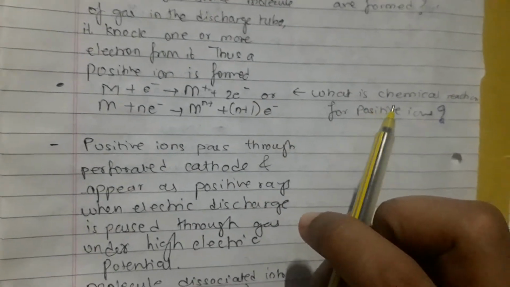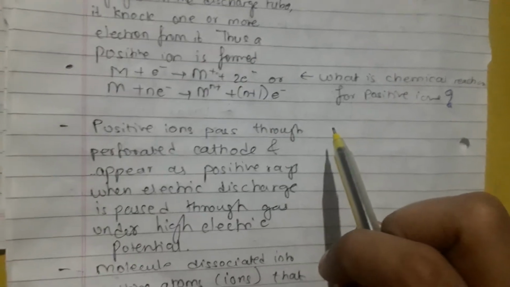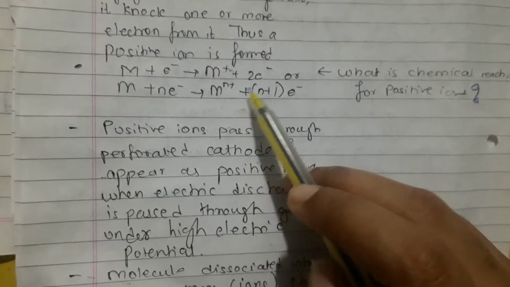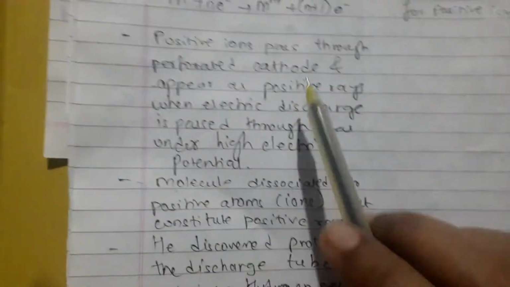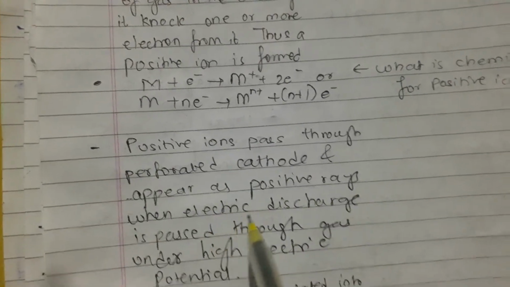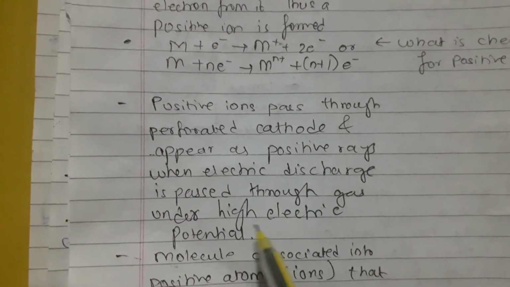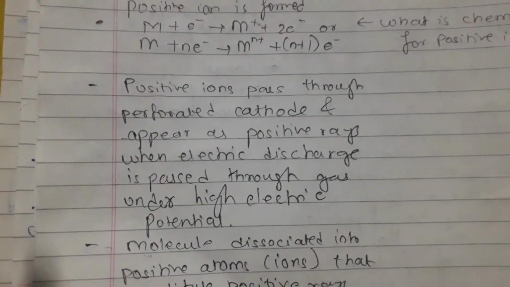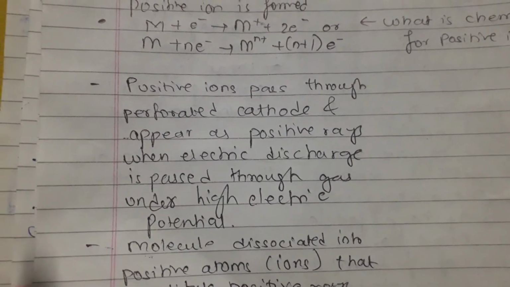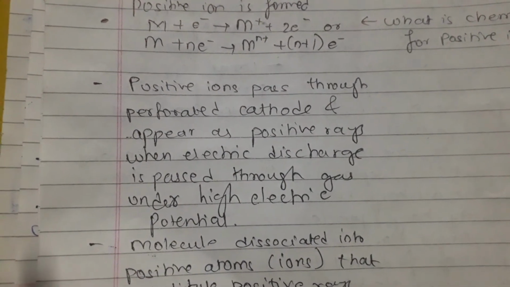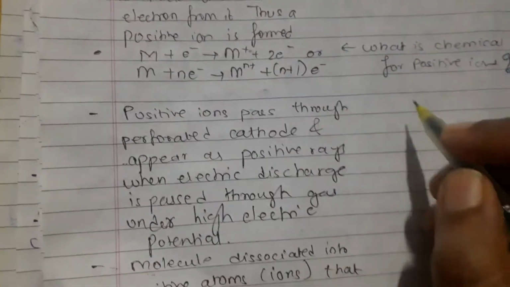What is the chemical reaction for a positive ion? This is the chemical reaction: M plus n electrons gives M^n+ plus (n plus 1) electrons. Positive ions pass through the perforated cathode and appear as positive rays when electric discharge is passed through gas under high electric potential. Obviously, we already learned this.